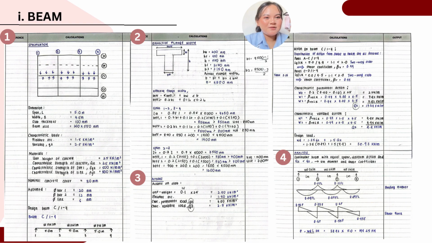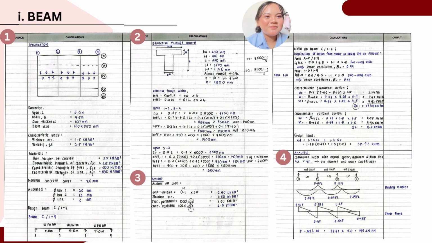Let's start with the basic specification. Beam C 1 to 4 is a continuous beam spanning across 3 equal bays, with each span being 5.0 meters. The beam dimensions are 200 mm by 550 mm, supporting a slab that is 100 mm thick. For the materials, we are using a characteristic concrete strength of 25 N/mm² and high yield steel with a strength of 500 N/mm² for both the main bars and the links. We assume a nominal concrete cover of 30 mm.